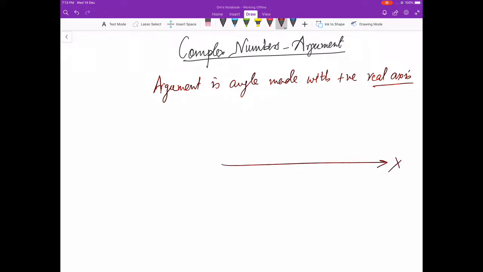If this is the positive real x-axis and we have a complex number z here, then I can say that the angle between OZ and OX is the argument. I have deliberately not made the y-axis. Okay, so I can show you something here. Someone can say that this is the argument, while some may say this may also be the argument. So how to deal with this? We have put some restrictions on arguments, which are as follows.